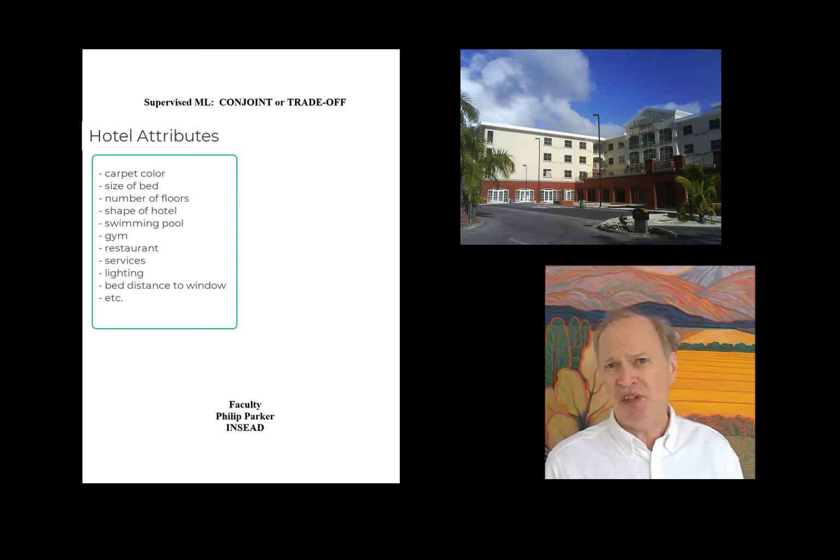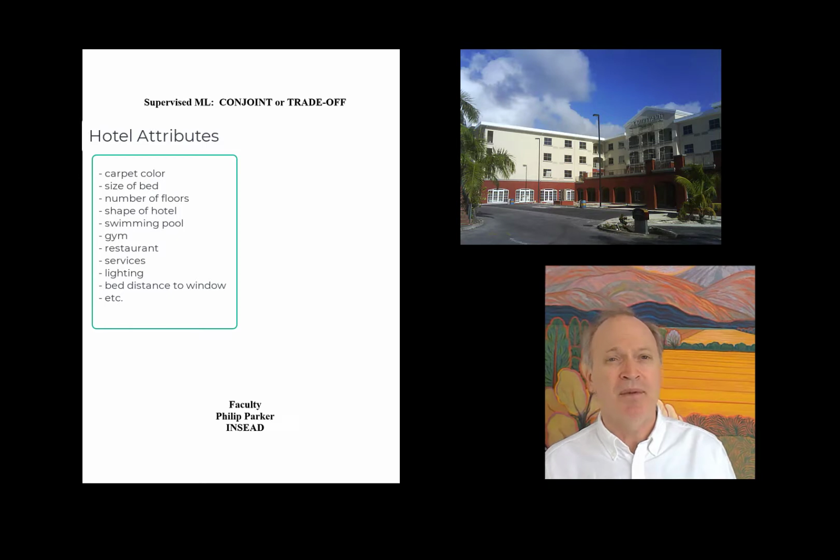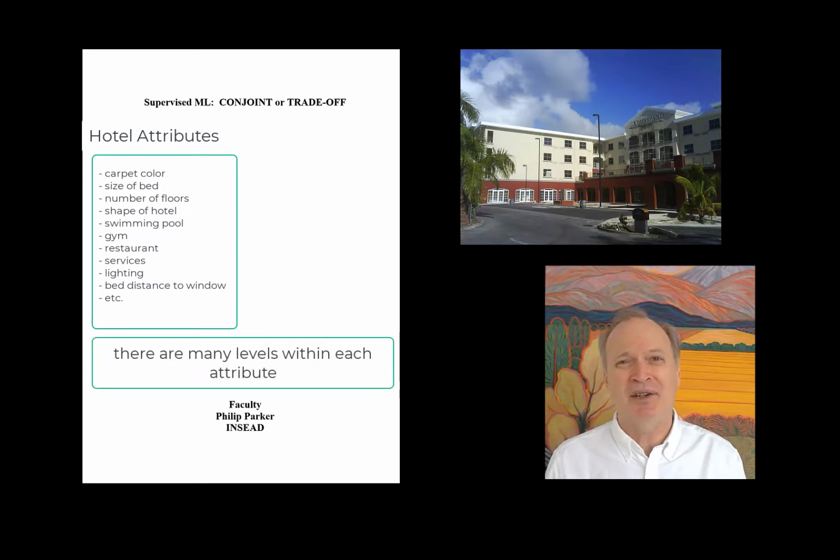Is it full service, half service? What kind of quality of service is there in the hotel? What is the lighting? Is the bed near the window or far from the window? The number of attributes that goes into a hotel is mind-boggling. Now let's just look at carpet color alone. How many different levels are there in carpet color? Hundreds of levels. Number of floors, various levels. Each one of these attributes, various levels.